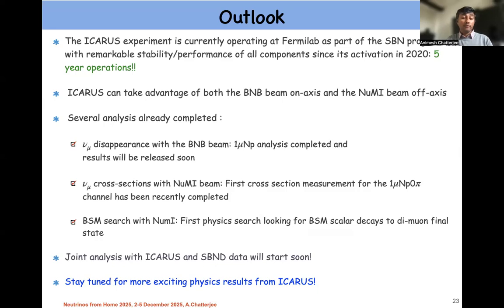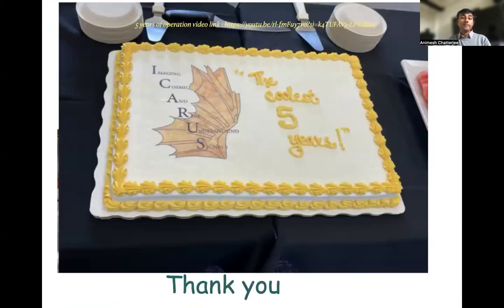Also, we have performed the first beyond standard model search using the NuMI beam by looking at the dimuon final state from the decay of a dark sector scalar. There was also a wine and cheese talk given, and the joint analysis of ICARUS and SBND data will start soon. So stay tuned for more exciting results coming soon from ICARUS.